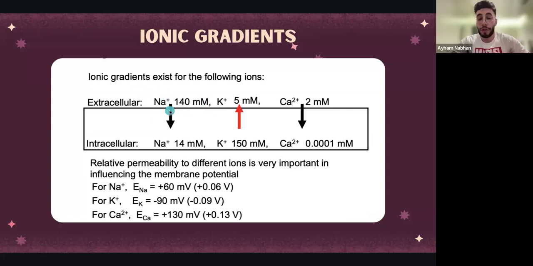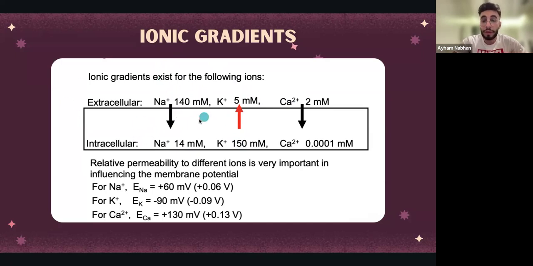So we have sodium, potassium, and calcium. Let's start with sodium, then potassium, then calcium. Sodium has a concentration in the extracellular space of 140 millimolar and an intracellular concentration of 14 millimolar. As the arrow indicates, sodium goes inside the cardiac cell. Potassium goes out. Calcium goes in alongside sodium.